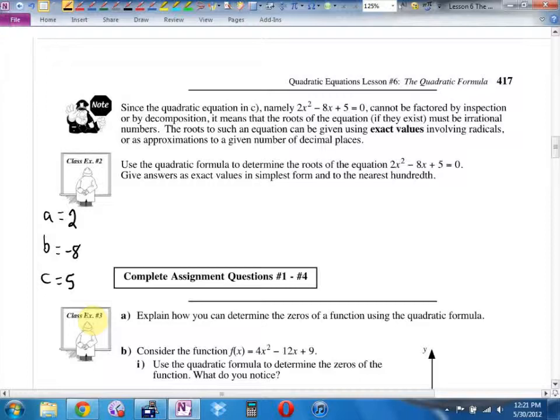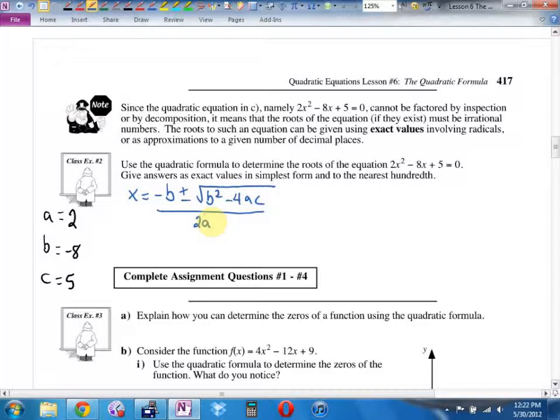Now what? I always write out the quadratic formula. What is the quadratic formula? X equals negative b plus or minus the square root of b squared minus 4ac all over 2a. It's worth writing out because it's too easy to make a mistake.